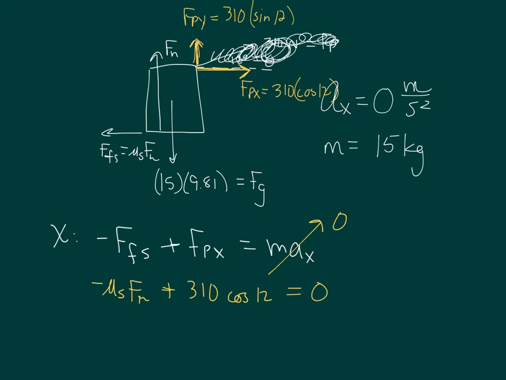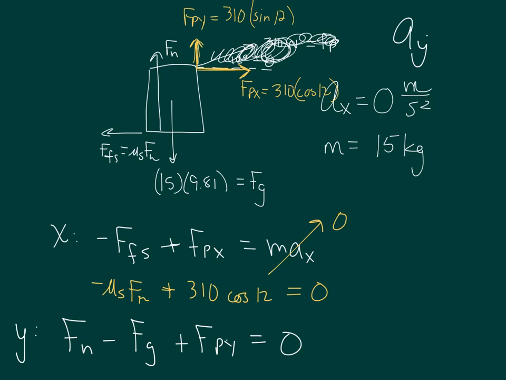All right, so in the y direction, F_n up, F_g down, and F_py up. Okay, I'm going to put 0. It's really ma, I should put. That goes to 0. a_y is also 0.